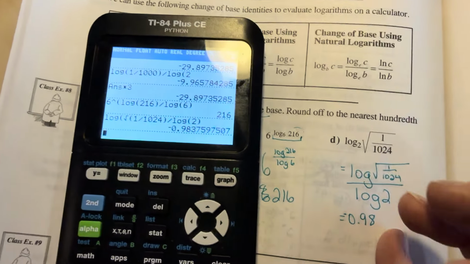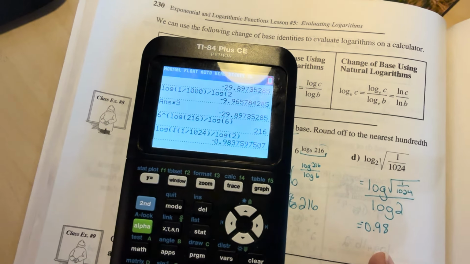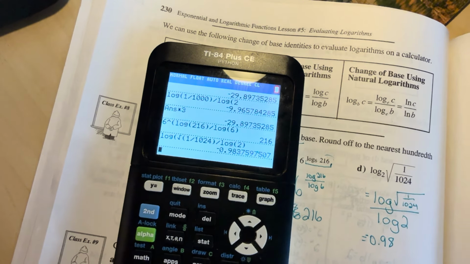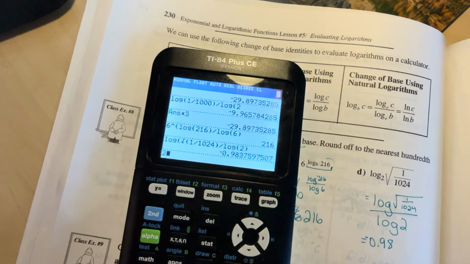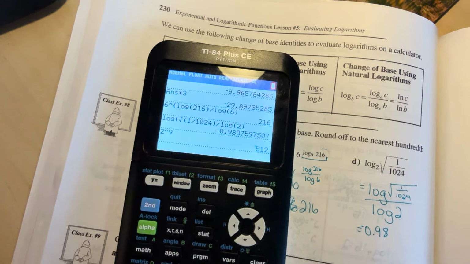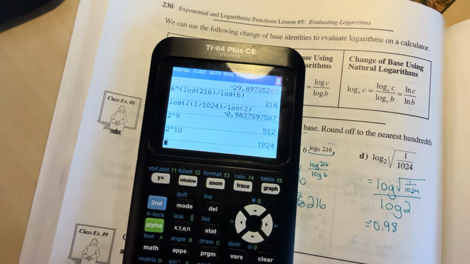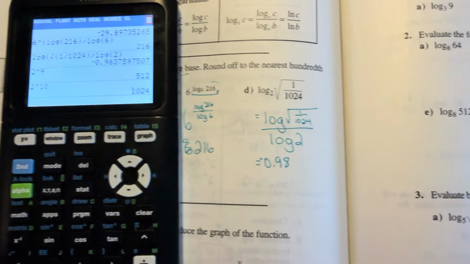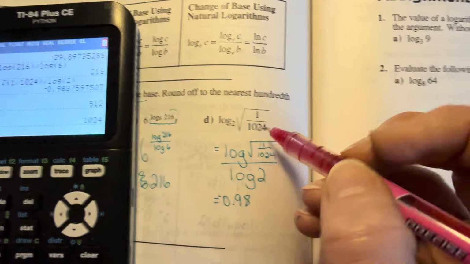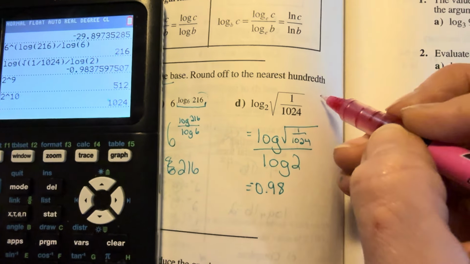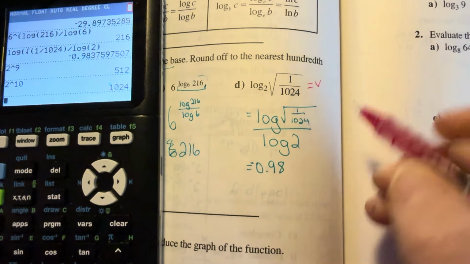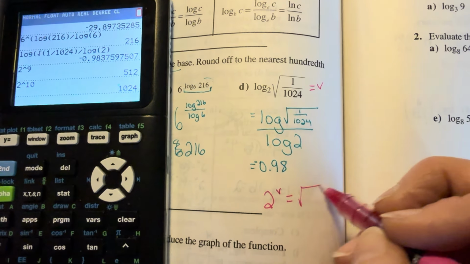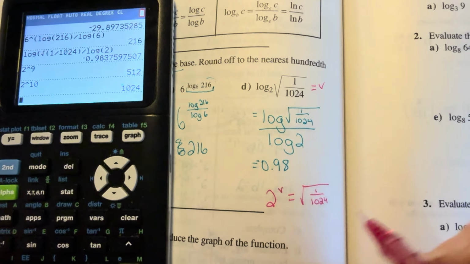You could also, like 10 to the 24 is equal to, or sorry, 1024. Is that like 10 to the power of 9? Okay, so 2 to the power of 10. Yeah, 2 to the power of 10 is 1024. So then just to show this the other way here, if I was doing it the old way, I'd write 2 to the power of v is equal to the square root of 1 over 1024, okay?